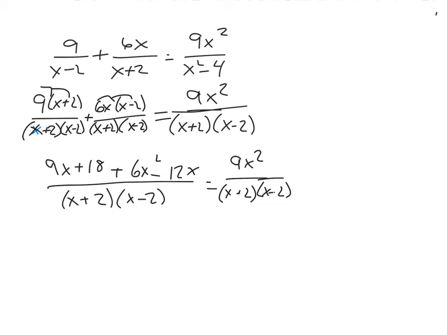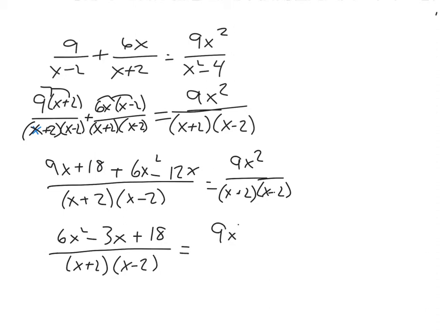There we go. Now let's simplify like terms in here so that way we can go ahead and start doing cross multiply. So the 6x squared, we're going to leave as is, but we are going to go ahead and do 9x minus 12x. 9x minus 12x, that's going to give us minus 3x and then plus 18 all over the x plus 2, x minus 2, and then 9x squared over x plus 2, x minus 2.